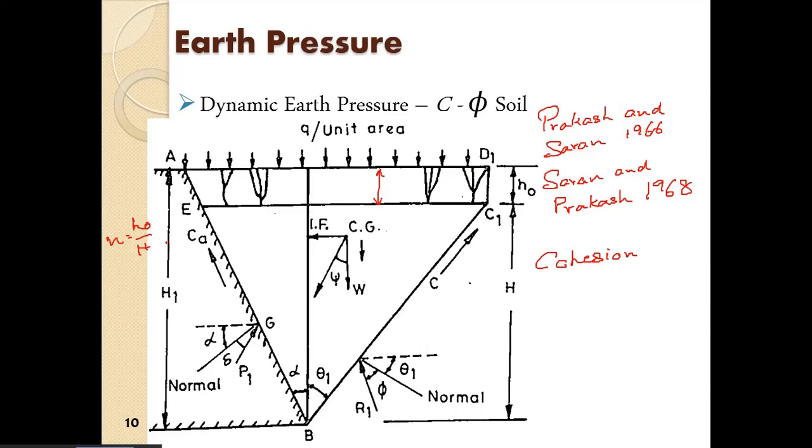So just the things that we have to keep in mind is what they did was they divided the wedge into different parts. So one is this one, alright. So this applies to the previous cases also, just for understanding how the equations are derived. So first of all is this one.